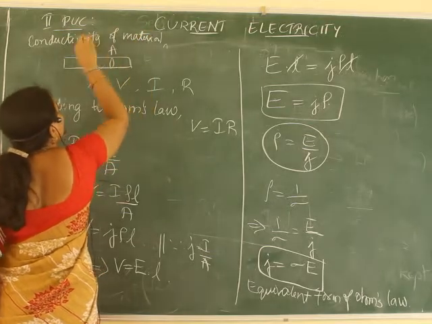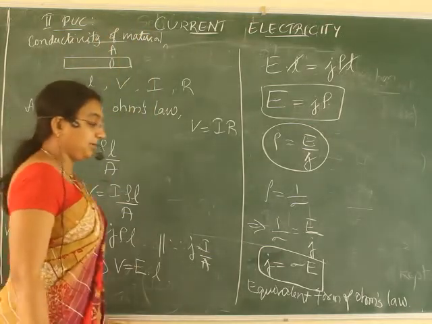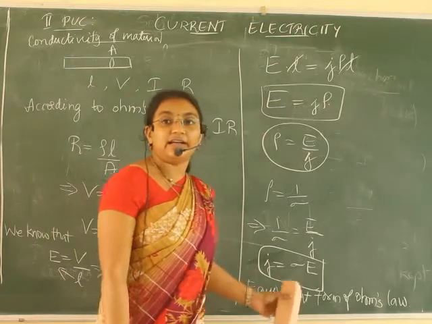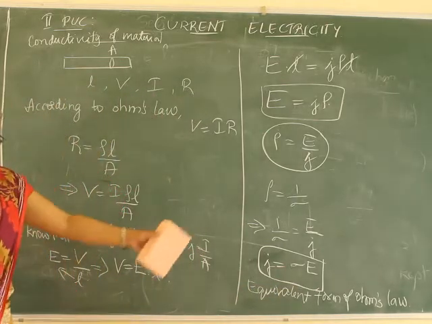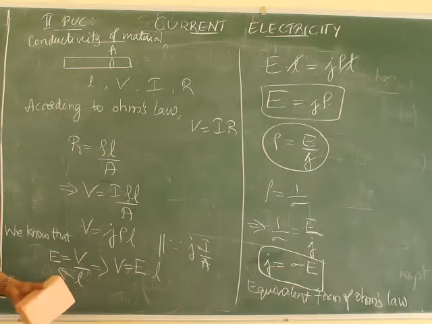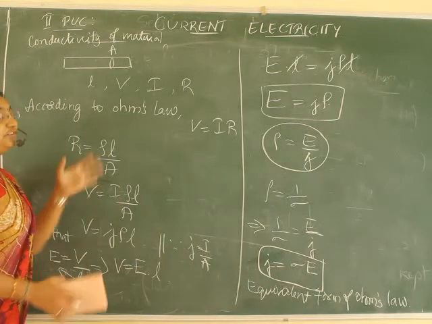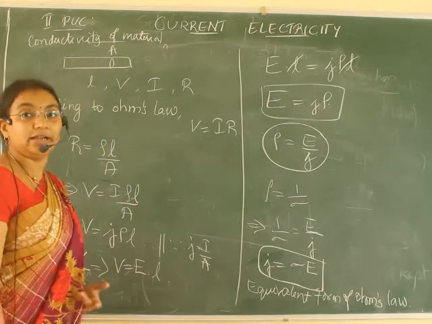Or else they can also write derive the relationship between conductivity and current density. Current density and conductivity and electric field. Anything can be asked. Okay. So expression for the conductivity of the material. What we have to do?